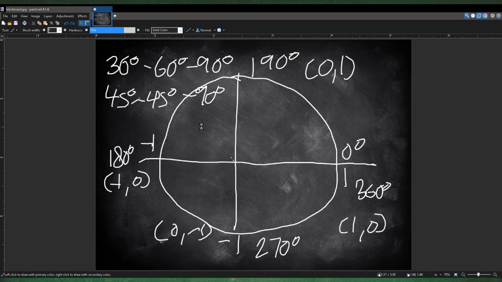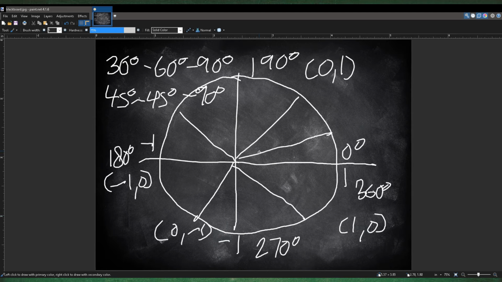So they have a 45 right here, a 45 right here, a 45 right here, and a 45 right here. They have a 30, 30, 60. So this would be the 30, this would be the 60. This would be the 30, this would be the 60. This would be the 30, this would be 60. And this would be the 30, and this would be the 60.